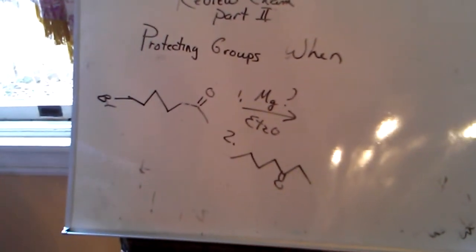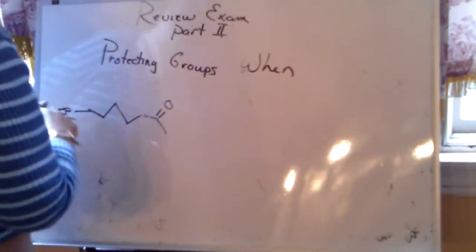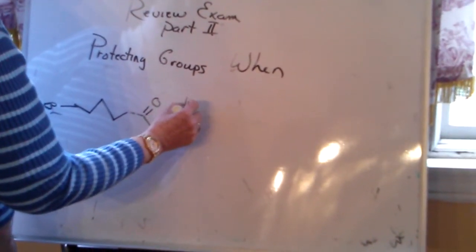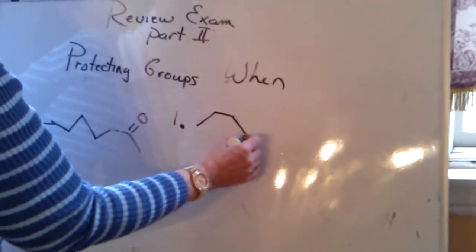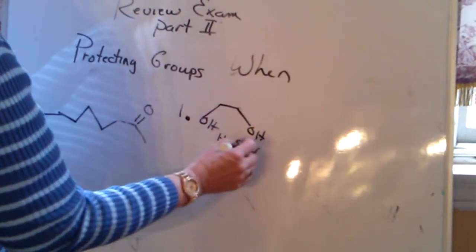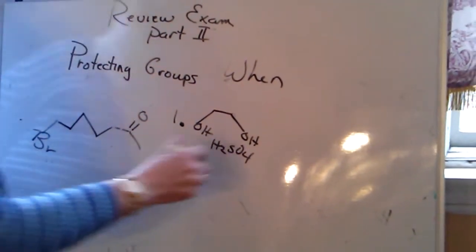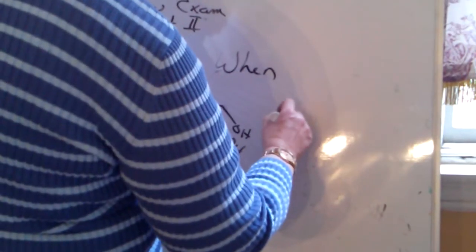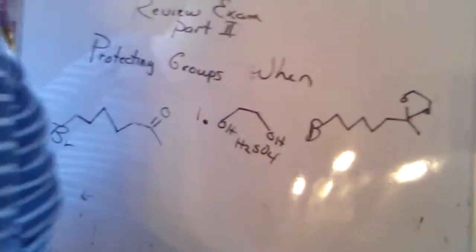So you would have to change your strategy and protect that carbonyl. You'd say, okay, I want to do this sequence, but it's not going to work. So what I would do instead, synthetically, is make an acetal. Let's use the classic one. So you block this, like that.